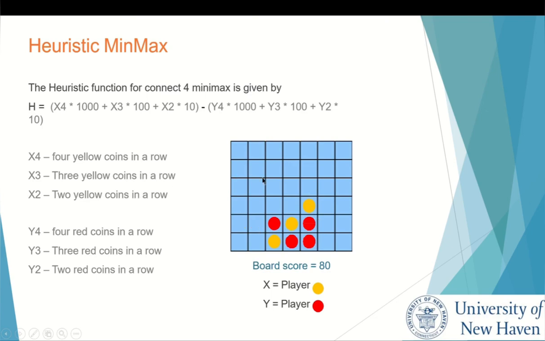Coming to x3, we have one diagonally connected. So 1 into 100 equals 100. We don't have any 2 dots that are connected for yellow, so that is 0. The first part of the equation is 100.